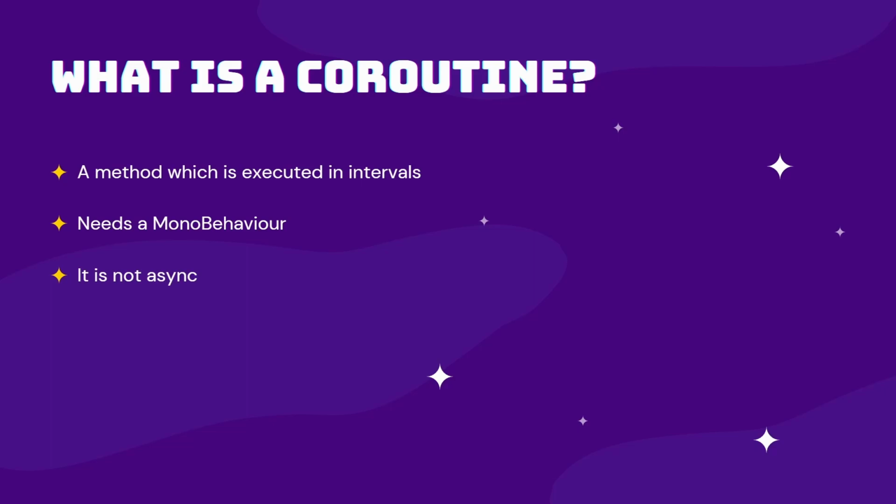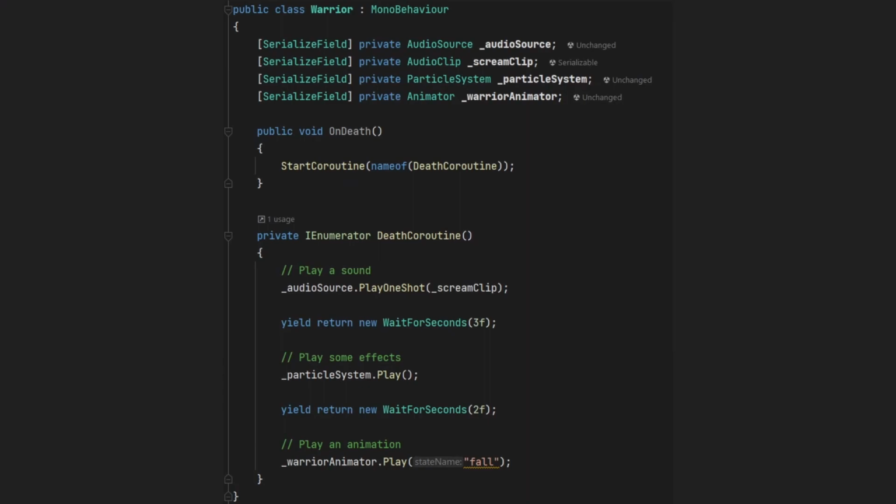So, let's see a quick example of a coroutine. Here, we have a Warrior class which inherits from MonoBehaviour. We have an OnDeath method which is called when the warrior dies, and in the body of this method is where the coroutine is started.